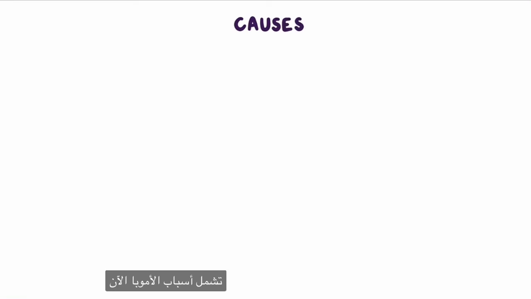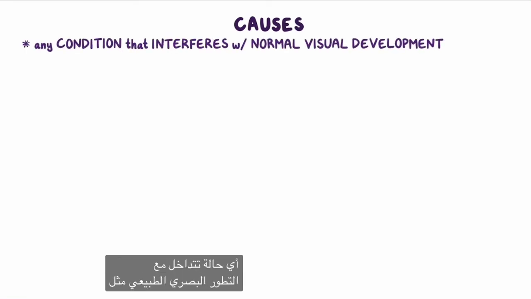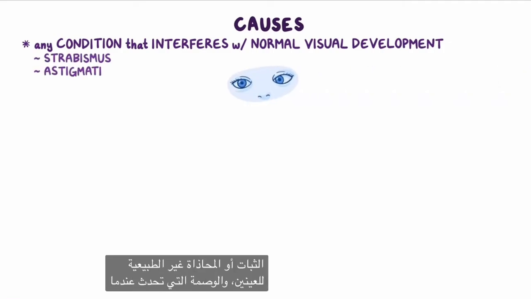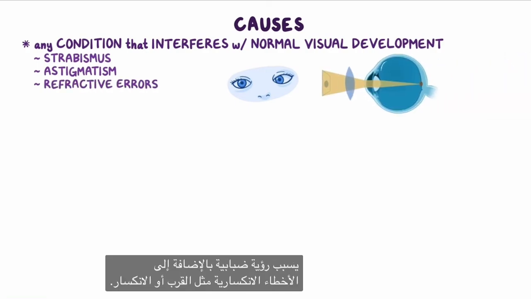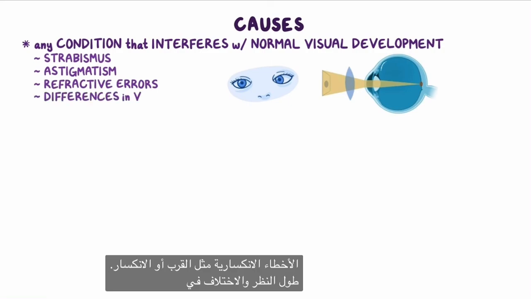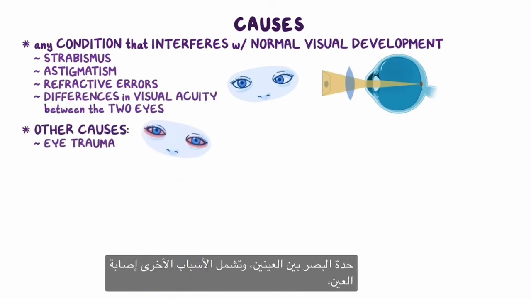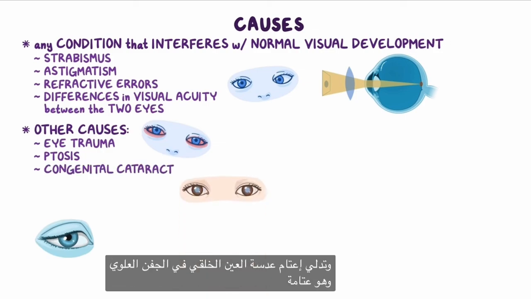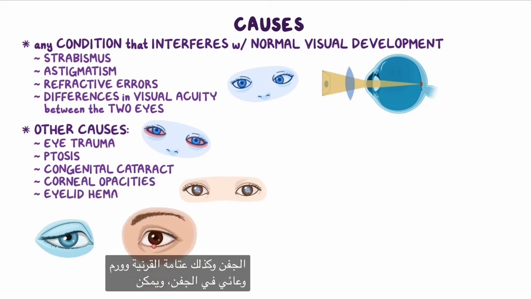Now, the causes of amblyopia include any condition that interferes with normal visual development, such as strabismus, or an abnormal alignment of the eyes, astigmatism, which is when light doesn't focus properly on the retina, causing blurry vision, as well as refractive errors like near or farsightedness, and differences in visual acuity between the two eyes. Other causes include eye trauma, ptosis, which is drooping of the upper eyelid, congenital cataract, which is clouding of the eye lens, as well as corneal opacities and eyelid hemangioma.